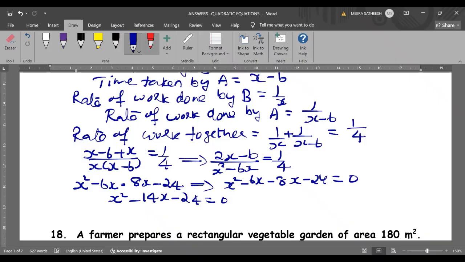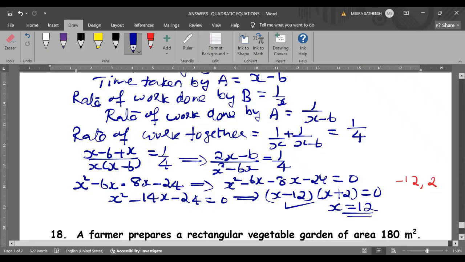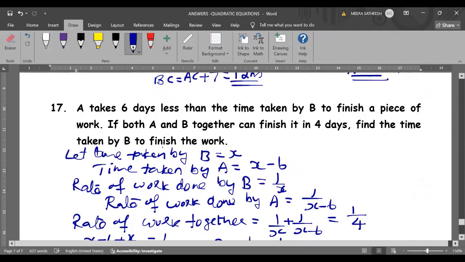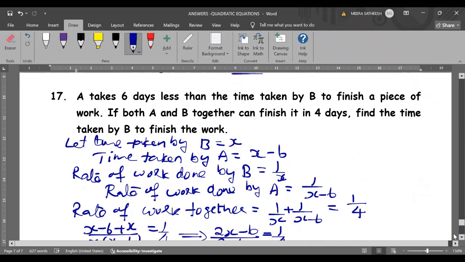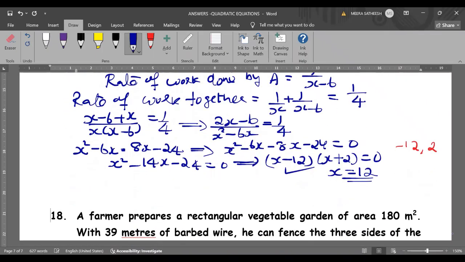So product minus 24, sum minus 14. So minus 12 and 2 are the numbers. So x minus 12 into x plus 2 is 0. So we will take the positive value, so x equal to 12. So the time taken by B. What is the question? Find the time taken by B to finish the work. That we have considered as x. So you can conclude time taken by B equal to 12 days.